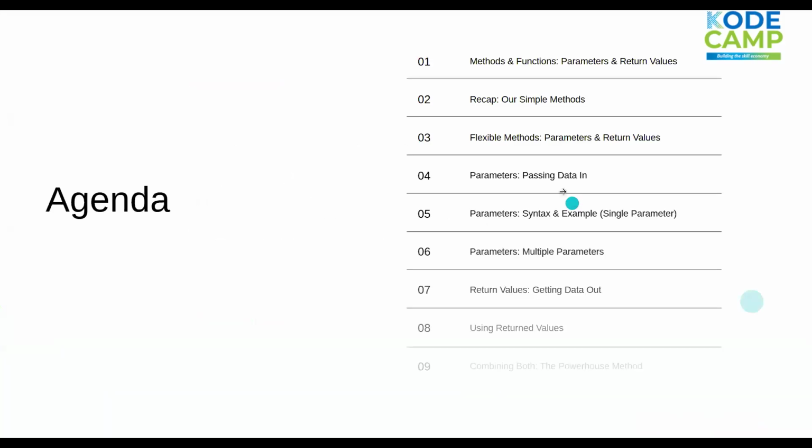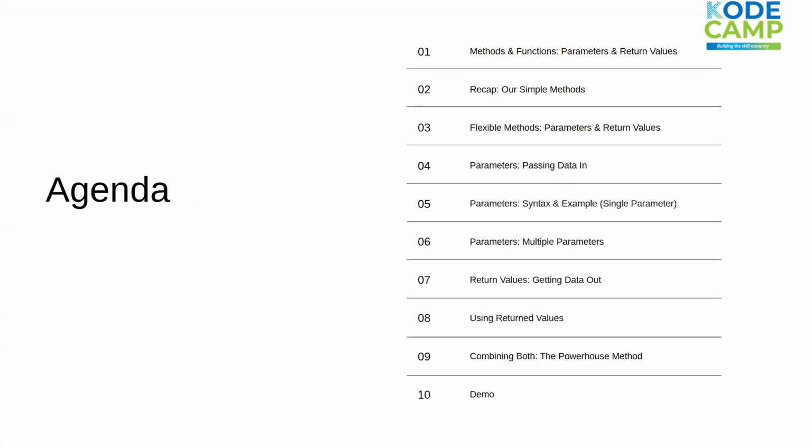So today we'll look into methods and functions. We'll have a recap of what we did last week, and then we look into parameters and return values, passing data in, and the syntax of how we pass in parameters in our methods. Then we'll look into multiple parameters, getting data out, and combining both: the powerhouse method.